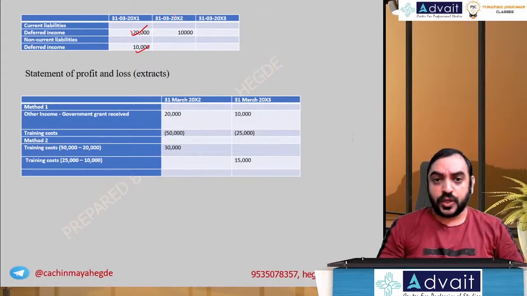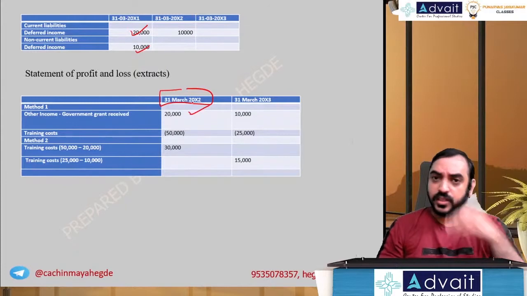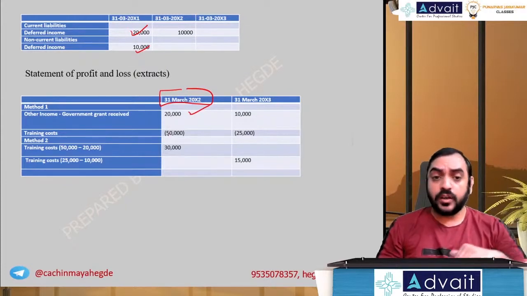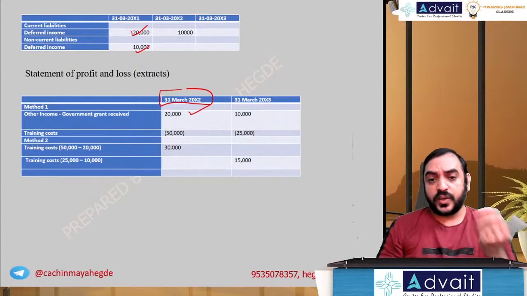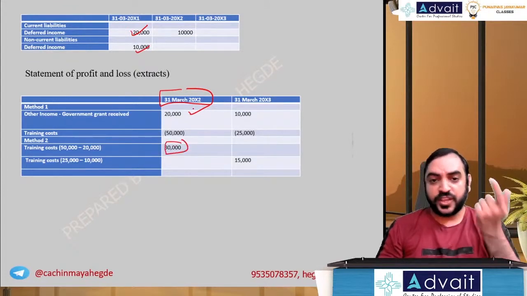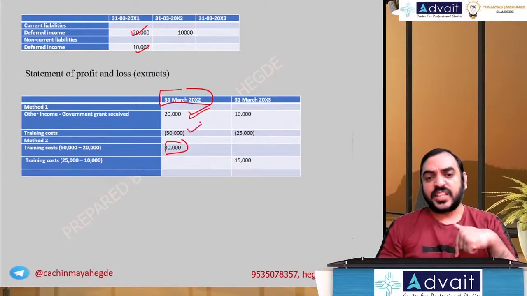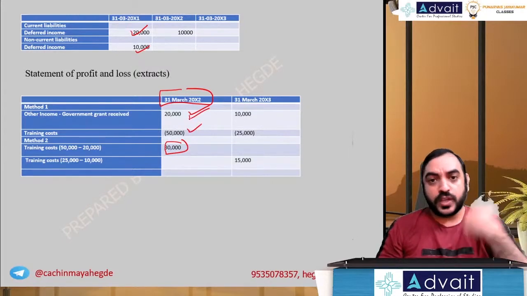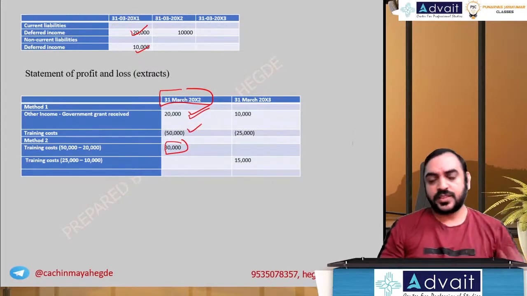And on 31st March 2002, what happens? You take the 20,000 government grant to other income, you can show it under that method, and the expense is 50,000 for the training cost. You can show income of 20,000 separately and expense of 50,000 separately, or you can show the net expense. Both are allowed as per the standard.